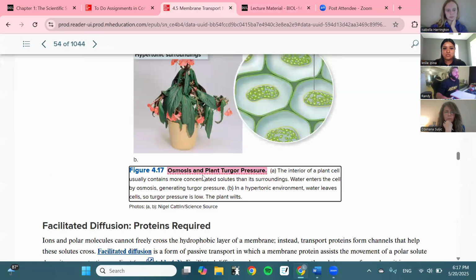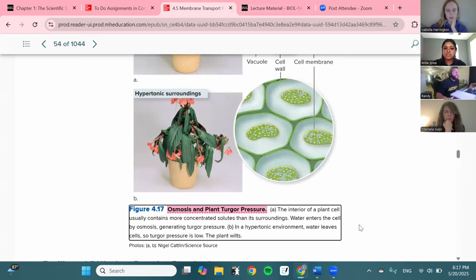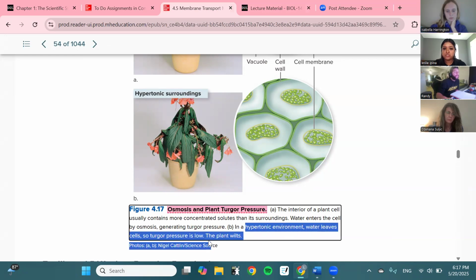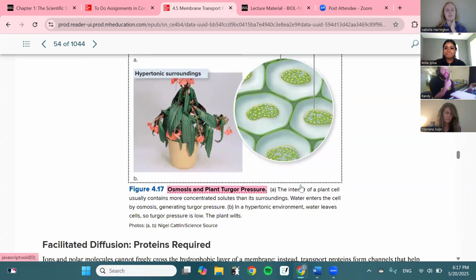Okay. Osmosis and plant turgor pressure. The interior of a plant cell usually contains more concentrated solutes than its surroundings. Water enters the cell by osmosis, generating turgor pressure. In a hypertonic environment, which is our answer, water leaves the cell, so turgor pressure is low. The plant wilts. That's where I got my answer from. That looks right, yeah.